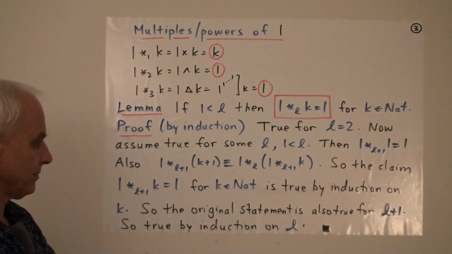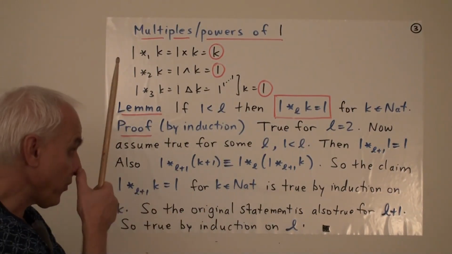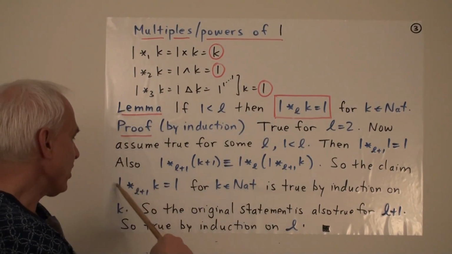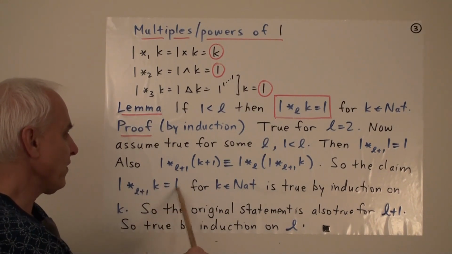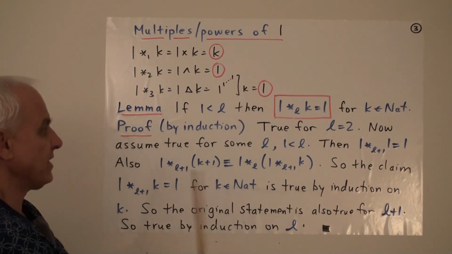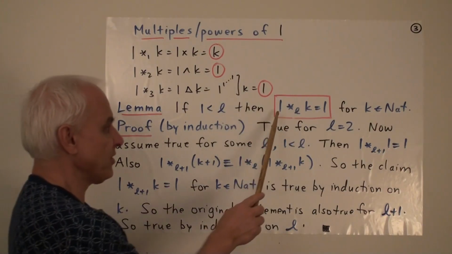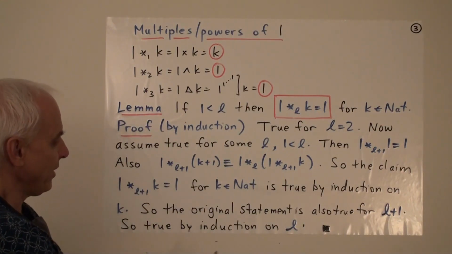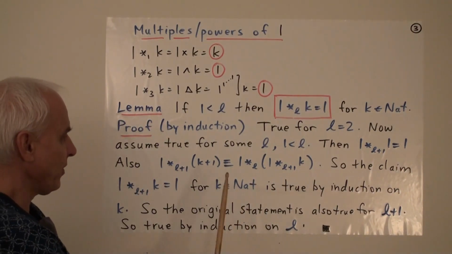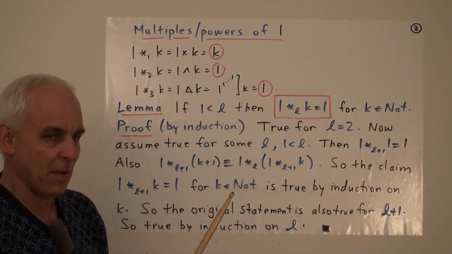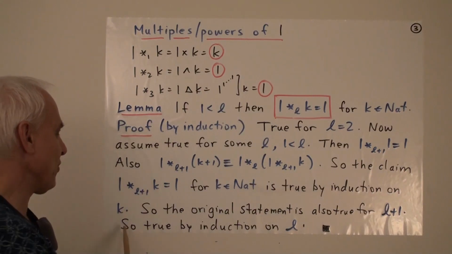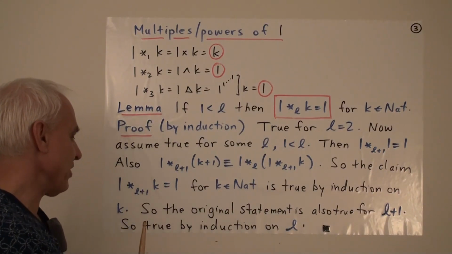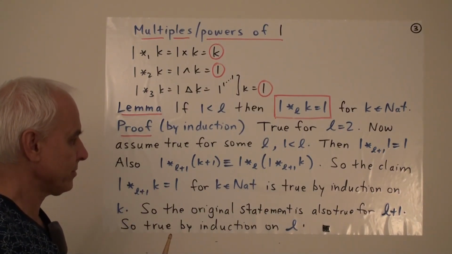All right, so we've proven that 1 star L plus 1k equals 1 for all k natural numbers. That's exactly what we wanted to do. We wanted to go from this statement to this statement, and we've done that, and so we've satisfied the inductive step for L, and so the lemma is true by induction on L.